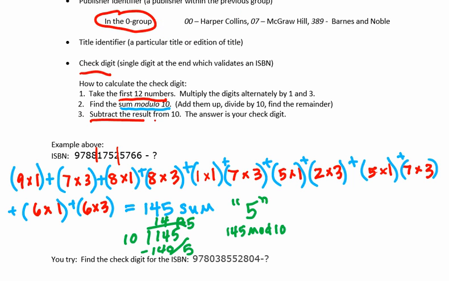And then finally, I subtract that result from 10. So 10 minus 5 gives me 5 as well. That is my check digit.